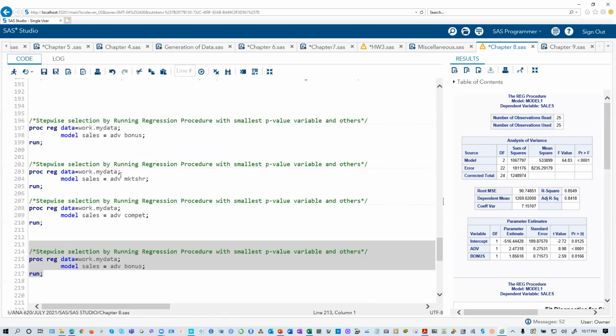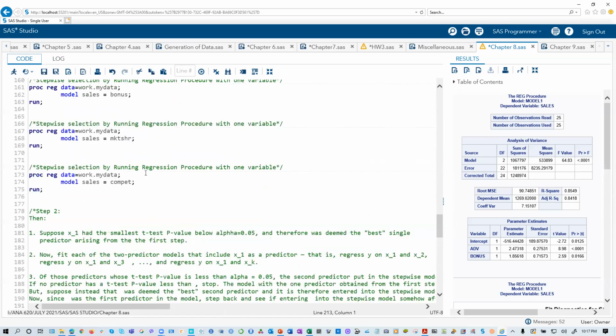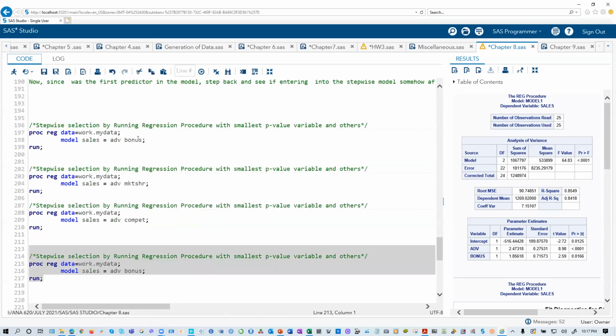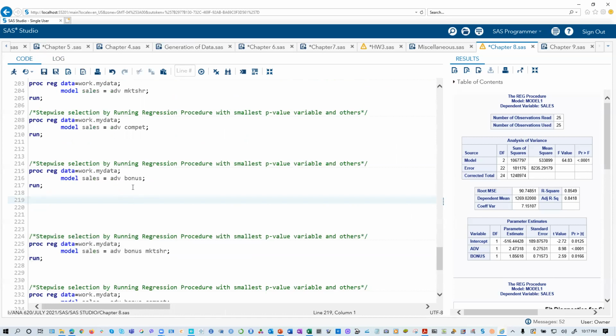Can you remember? In the beginning, with bonus, market share, competition, out of that one, you remove the bonus. Later on, you get a chance to add the bonus. And again, even though that bonus has been added, you're going to check and see whether advertising is still important in explaining. Once bonus comes into the picture, you check whether this one is being overshadowed by that one.